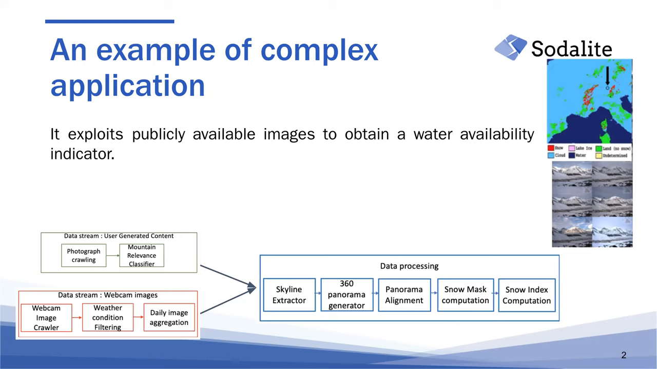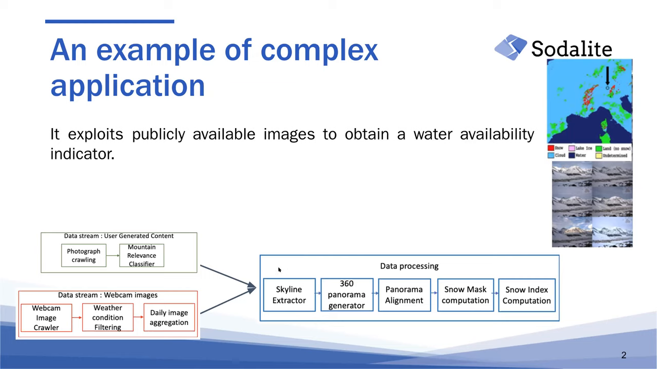Essentially, this case study is focusing on image processing. We collect these images from multiple sources. We can have images coming from webcams, and images coming from websites like the ones that are available to post pictures. We crawl that website and collect all pictures that are relevant to our analysis. We need to select from a large amount of pictures the ones that are interesting for us, so the ones concerning a specific area, and of course mountains in that area.